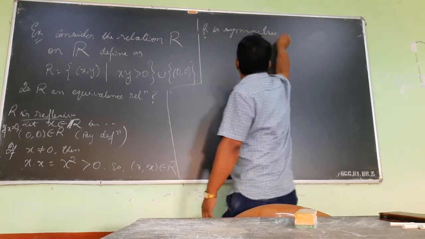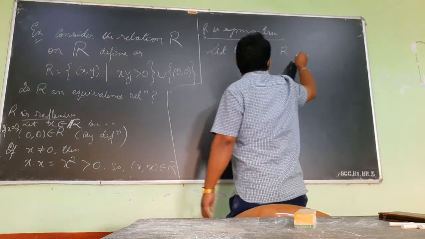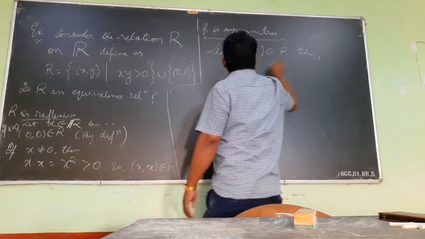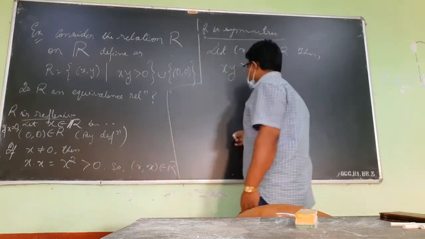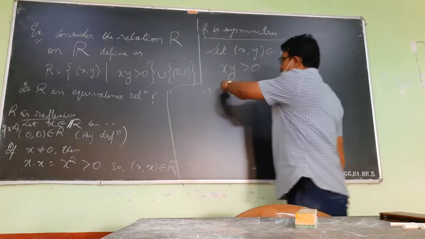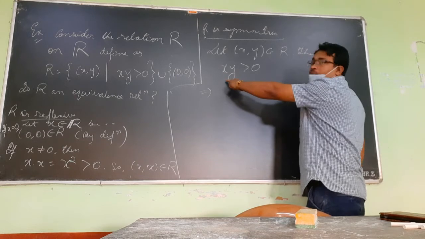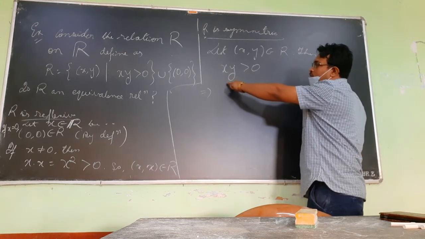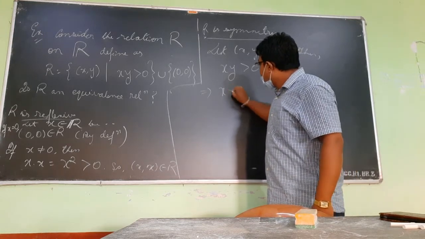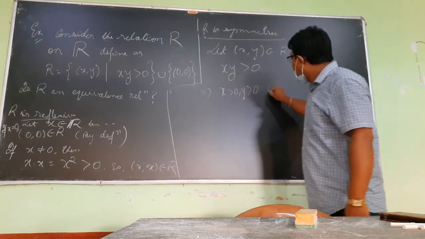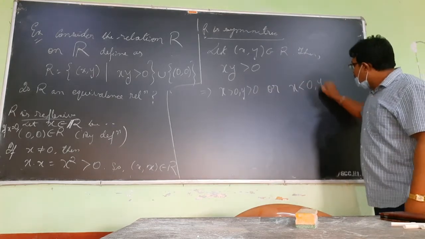Symmetric. So let (x, y) belong to R. Okay. Then what happens? x into y is strictly greater than 0. So from here, if the product of two numbers is greater than 0, then both the numbers should be positive or both should be negative. So this implies x greater than 0, y greater than 0. This is one case. Another case is x is less than 0, y is also less than 0.